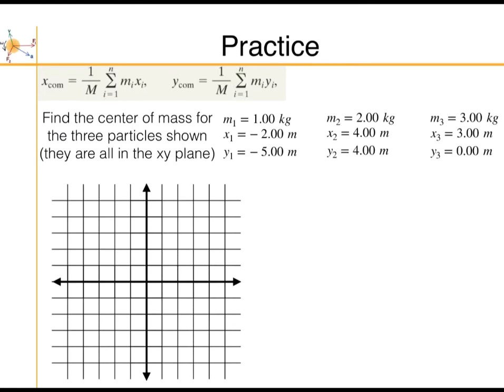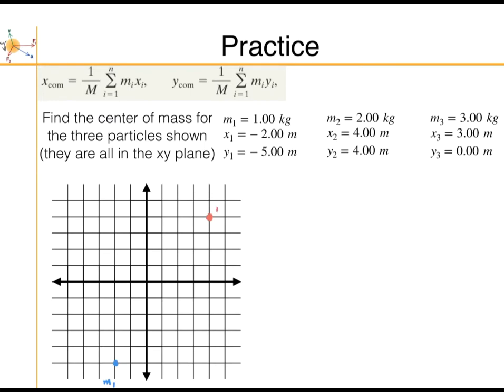So let me draw them on this grid here. So m1 is 1 kilogram, and it's at x equals -2 and y equals -5. So here, this would be m1, and that one is only 1 kilogram. Now m2 is at x equals +4 and y equals +4. So 1, 2, 3, 4, 1, 2, 3, 4. So here is m2. I drew it larger because it's a little bit bigger.